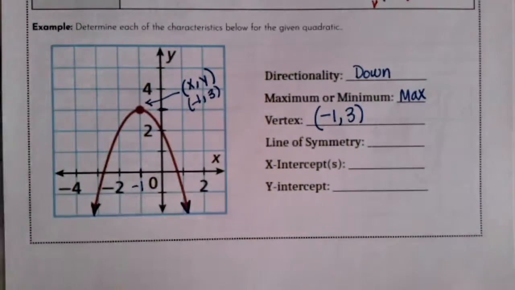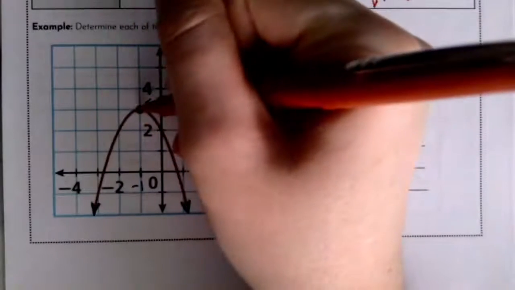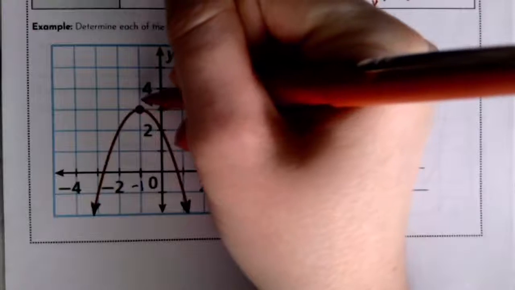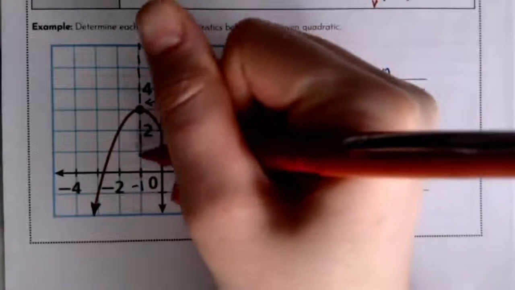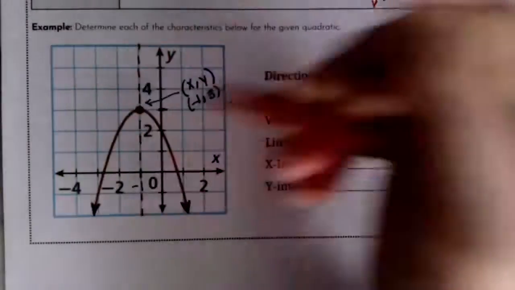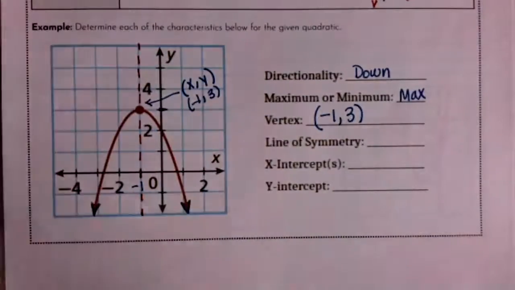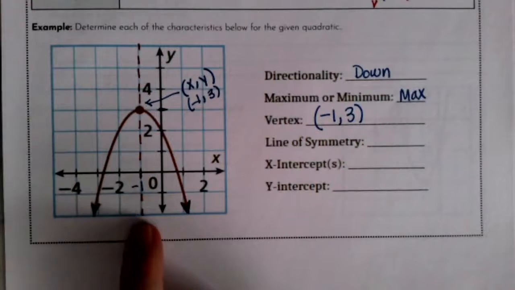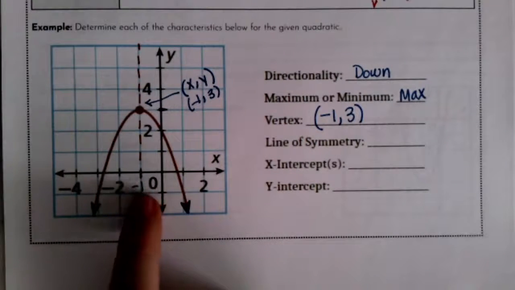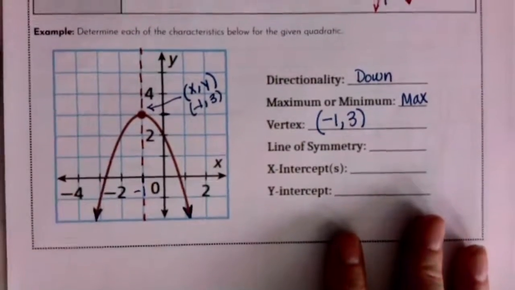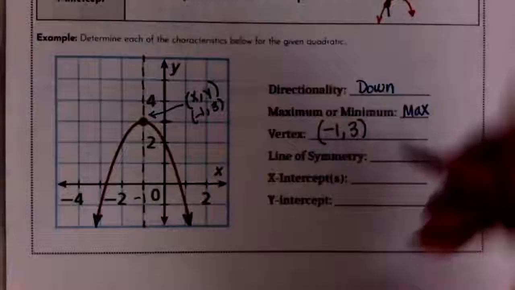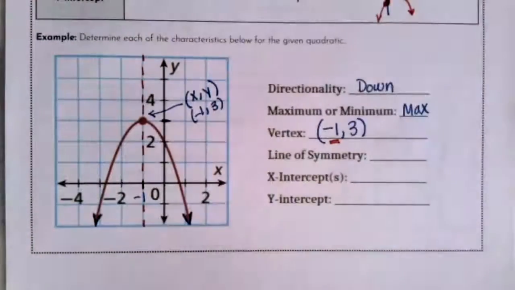So what I like to do is I like to actually draw in, I start at my vertex, and I draw in like a dotted line to see where my line of symmetry is. So you can see like that's where I would fold it, and it would look exactly the same on either side. And this x value is -1. So when you draw in the line, you'll draw right through the number you want. You can also see that it is the x value for your vertex.